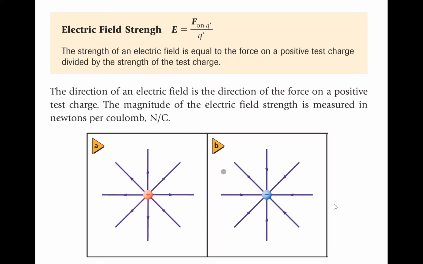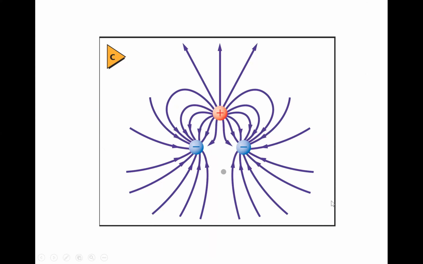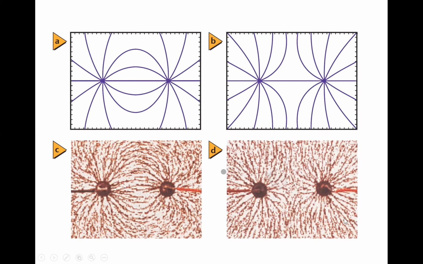Now, if you have 2 objects, or 3 objects in this case, the electric field lines get really weird. They always come out of positive objects, and they always go into negative objects. And if you have a weird arrangement like this, the electric field lines can be very difficult to predict what they're going to look like. If we only had 2 objects, then it's a lot more simple.